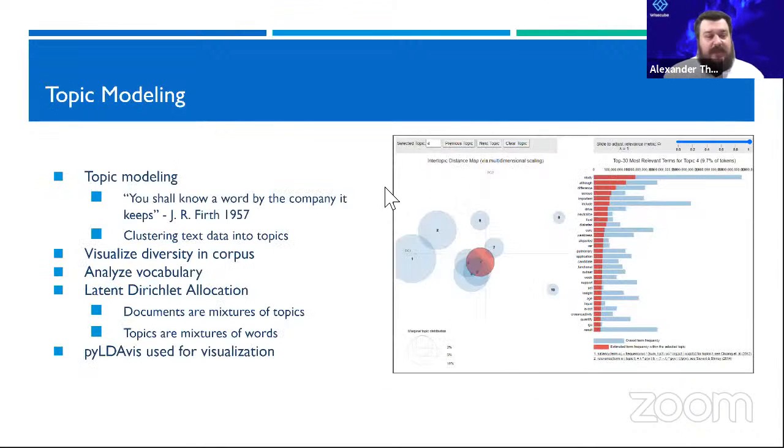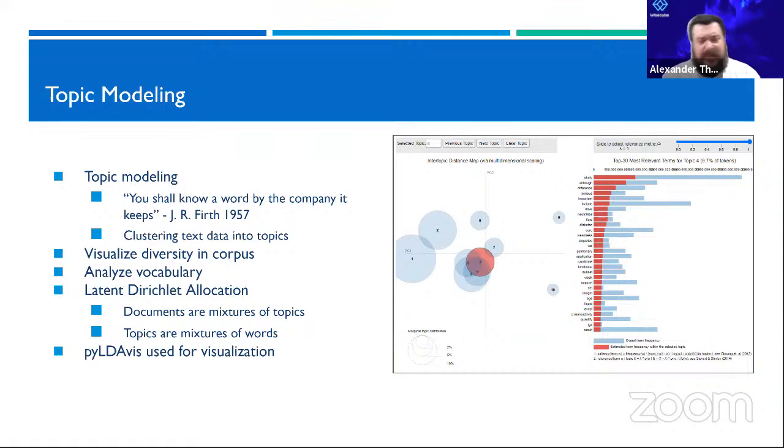Topic modeling is based off this idea of distributional semantics. The idea is that you shall know a word by the company it keeps. There are many different techniques used for this. Word2vec and BERT are part of this family of algorithms. Probably the most advanced of the pre-deep learning ones is latent Dirichlet allocation. That's the most popular one. You also frequently see people using classical clustering techniques to do the same thing.